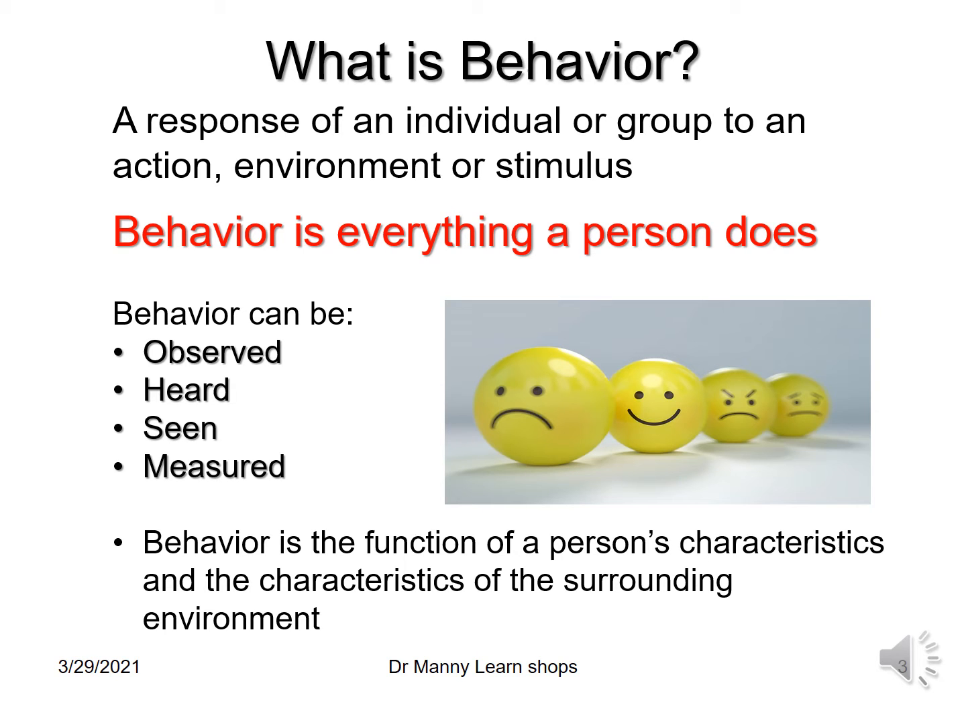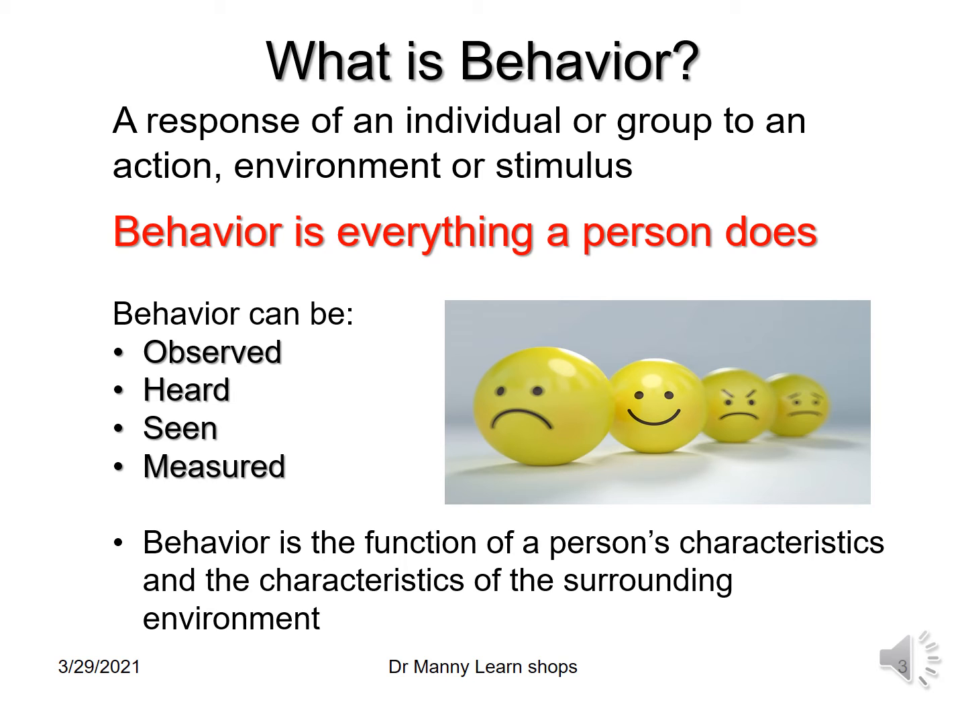I think before we look at what behavioural sciences are, we have to understand what is meant by behaviour. Now, behaviour is a response of an individual or a group to an action, the environment, or some form of stimulus. In actual fact, behaviour is everything that you do. It's everything that a person does. And behaviour can be observed, you can see it. You can hear it, and you can measure it. Behaviour is a function of the person's characteristics and the characteristics of that surrounding environment. That's behaviour. You have to understand that.